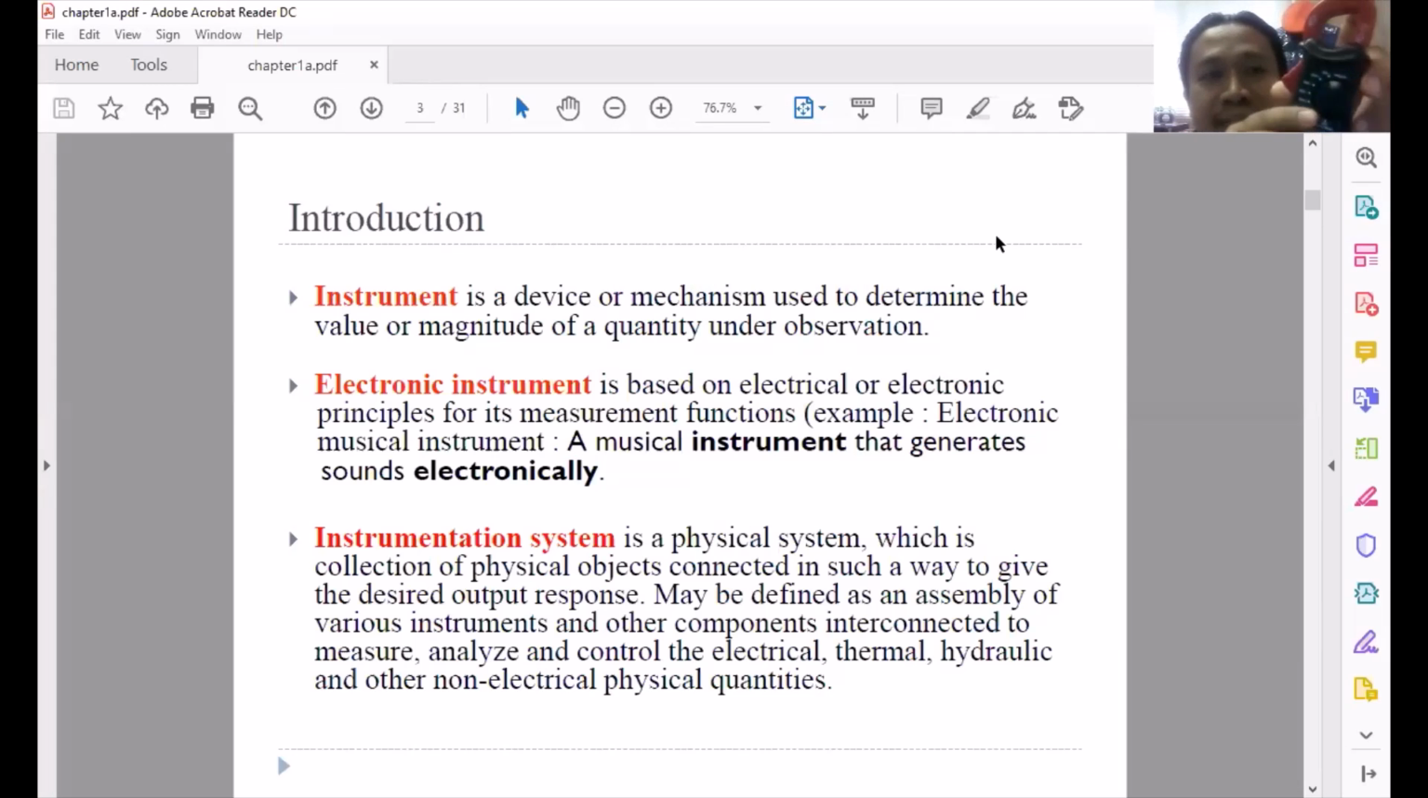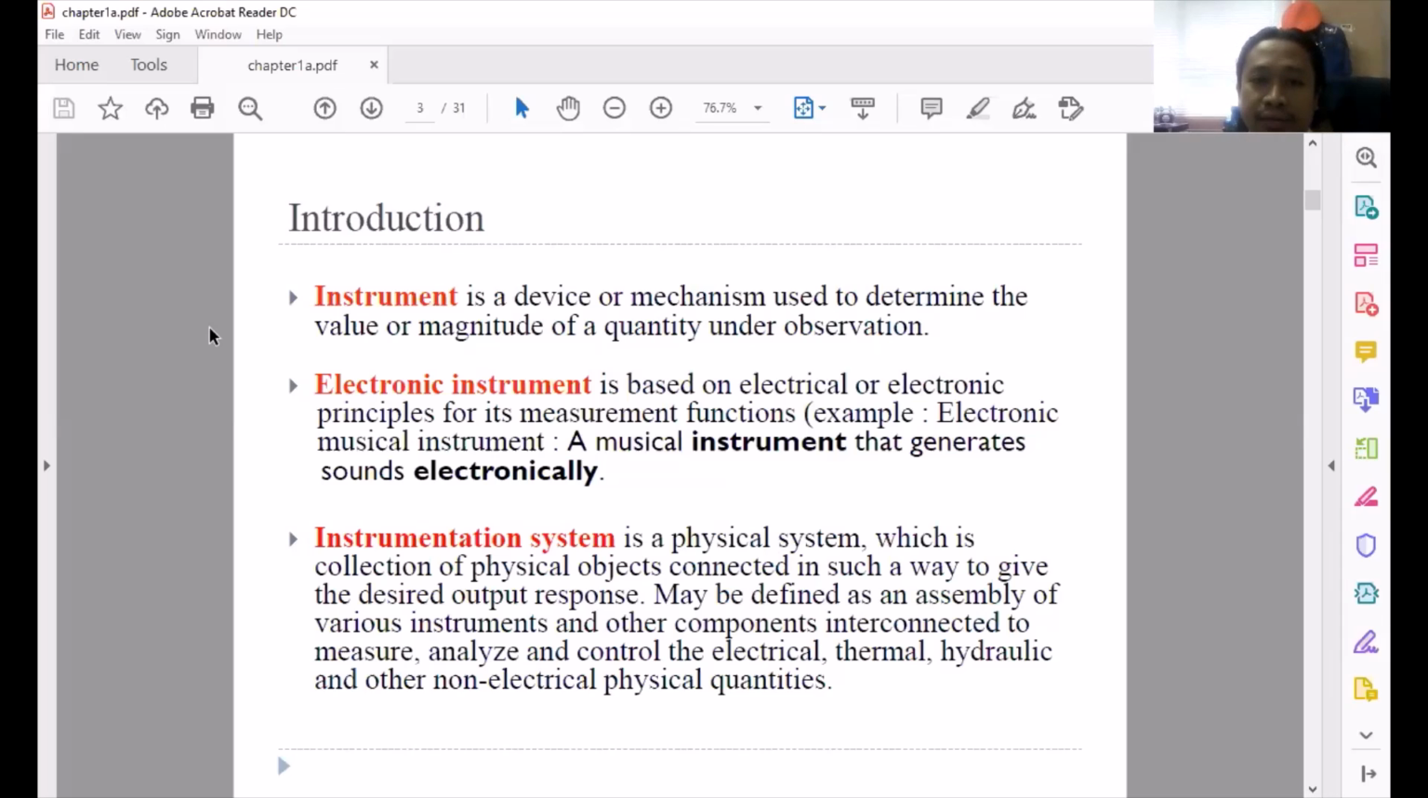This one is the clamp meter, to measure the current. For example, we have the cable here, and we put the clamp on it, and then we can display the reading here. So this is the clamp meter, to measure current. These are some examples of devices we use to measure a quantity or magnitude.